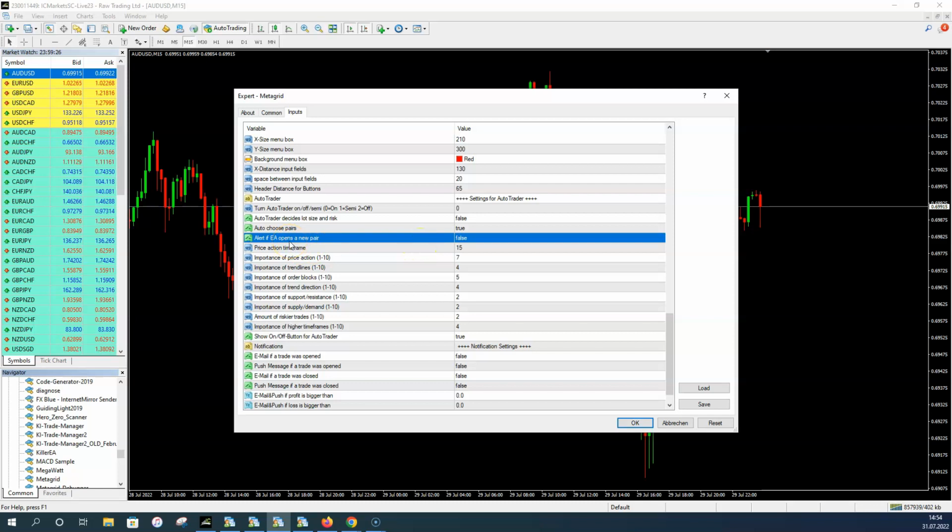Here is the alert option. If the EA changes to a new pair, it gives a lot of alerts. I personally would leave this at false in this case.